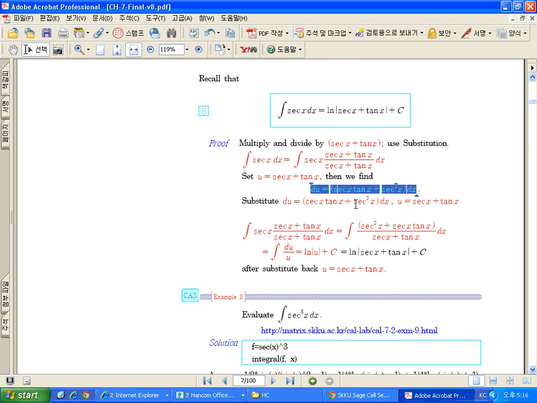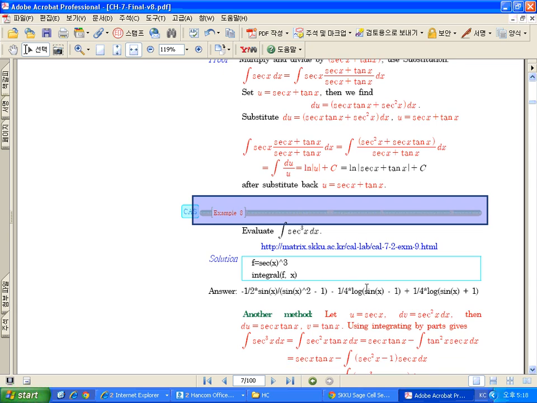And substitute it in the original one. Then this can be written in this way, which is a simple integration of 1 over u with respect to u, which is ln of u. So u was defined in this way, so we should have this after substituting back.